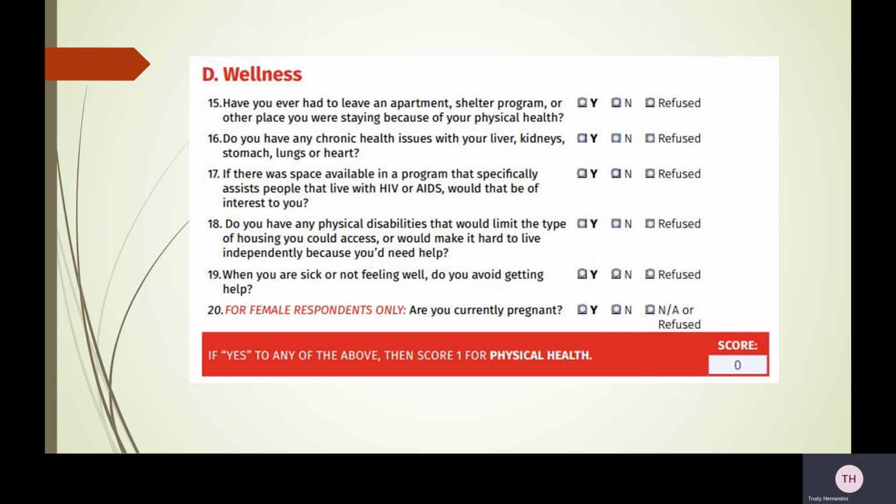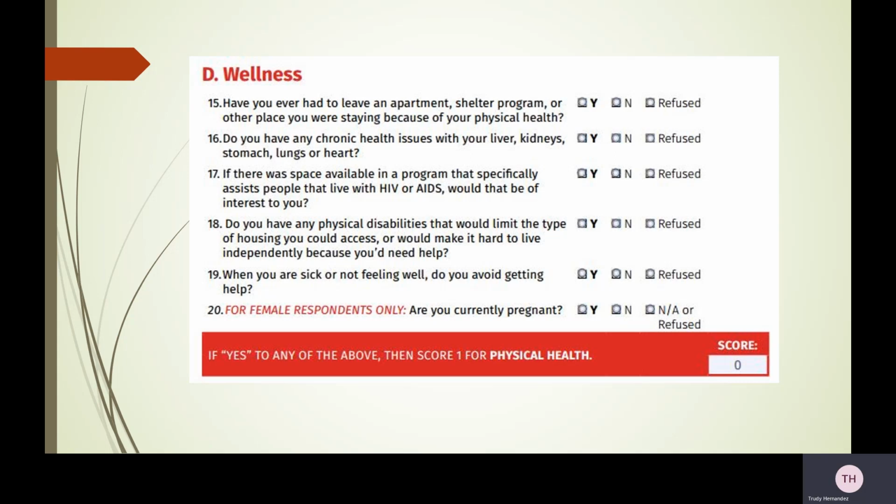Question 15, have you ever had to leave an apartment, shelter program, or other place you were staying because of your physical health? Do you have any chronic health issues with your liver, kidneys, stomach, lungs, or heart? Question 17, if there was a space available in a program that specifically assists people that live with HIV or AIDS, would that be of interest to you? That question is really looking at, does the person have HIV or AIDS?